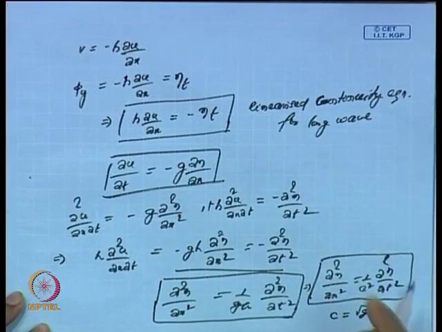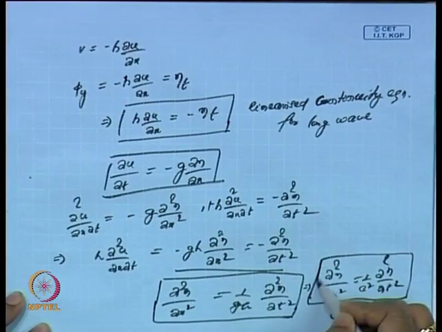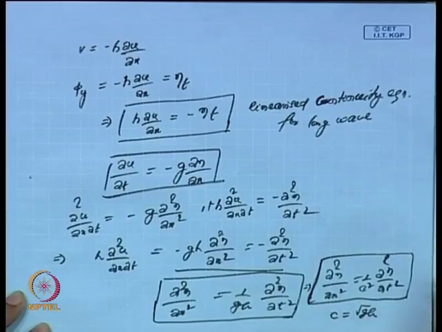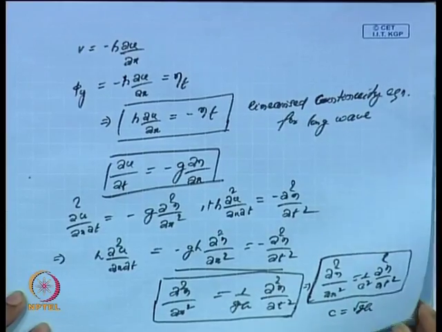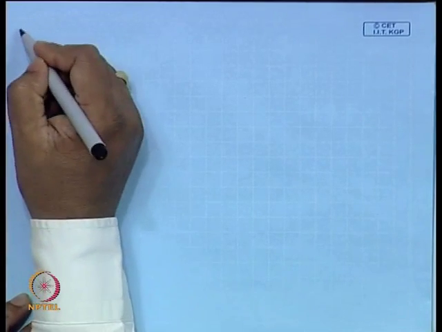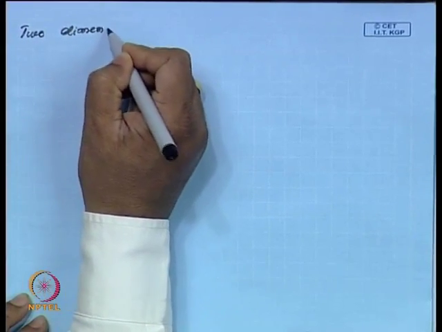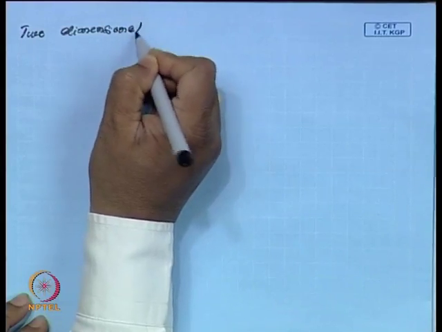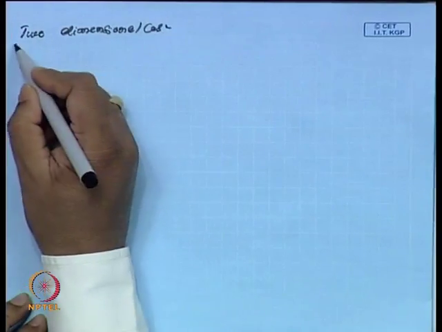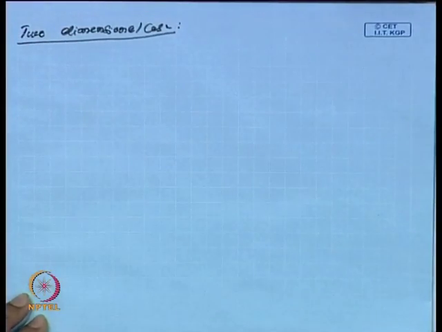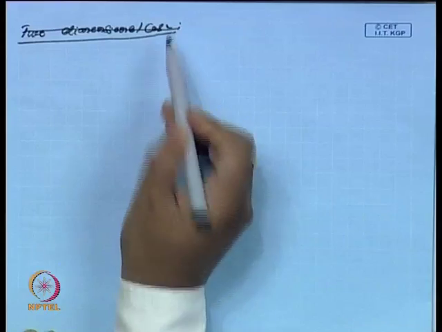And we have seen in the earlier case that del square eta by del x square is 1 by c square del square eta by del t square. This is basically the wave equation. Now, what will happen if I consider the two dimensional case? In case of two dimension, okay, before going to the two dimensional case, let me see another thing.